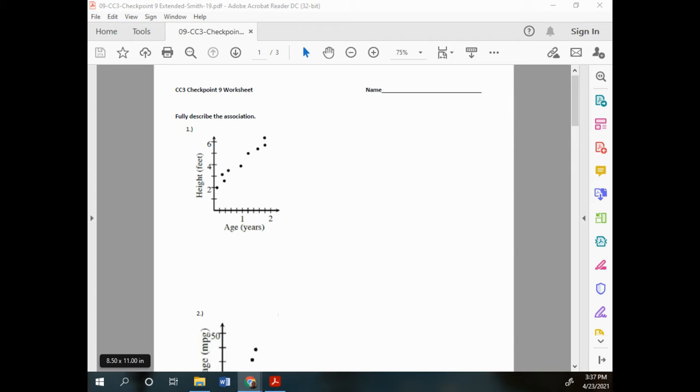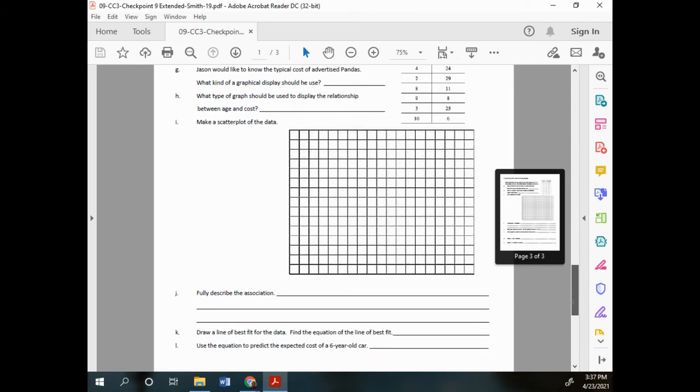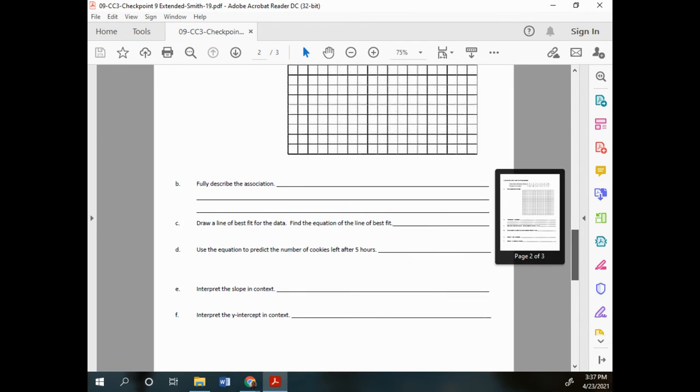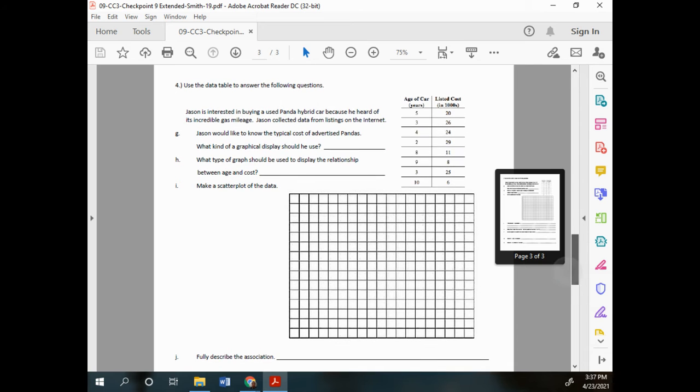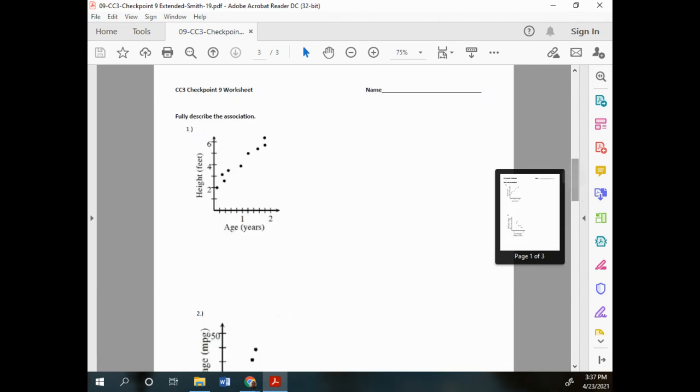We are going to be working on Checkpoint 9. I have included the worksheet on here, but you do not need to print out this entire worksheet. In your packet, there should be one page titled Checkpoint 9. That page looks very similar to this page right here. So find a worksheet that says Checkpoint 9, and it looks like this, and you're going to be working on this worksheet for homework today.